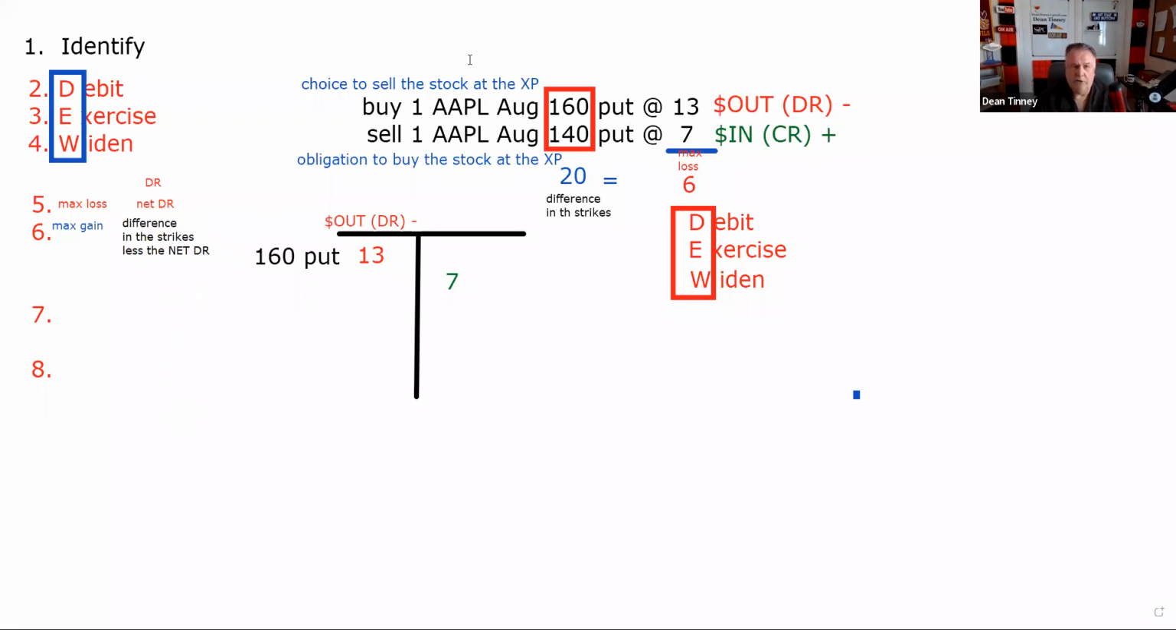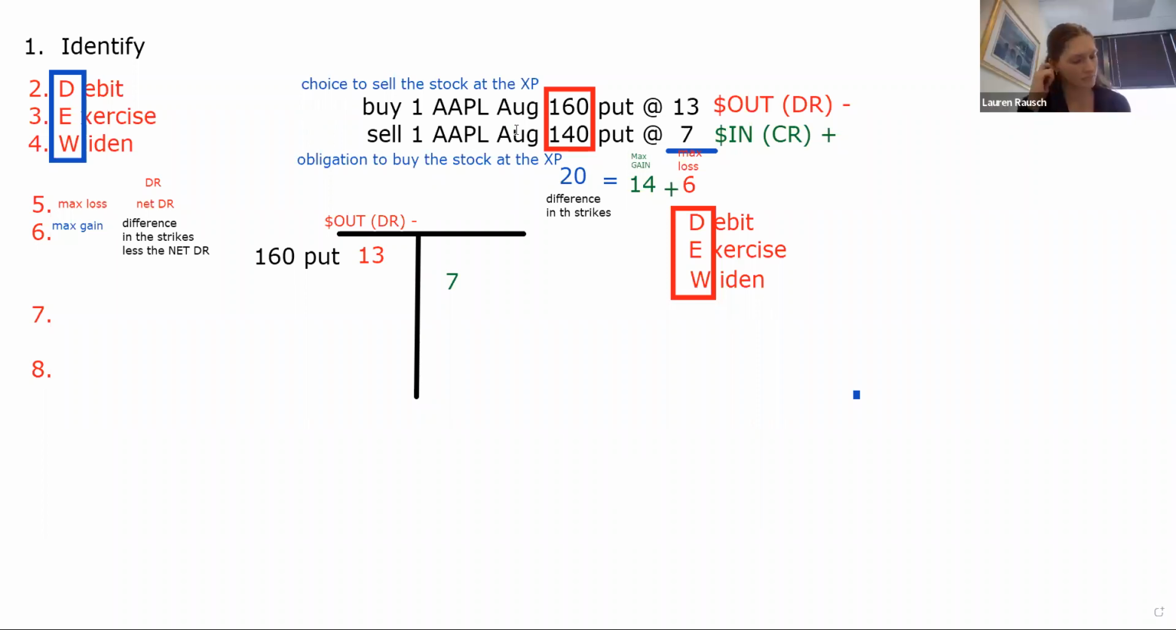By the way, once you get it done, you can think about it, but don't think about it till you get done. So that's our max loss. So this is going to be our max gain. And let's label that. The gain and loss always equals the difference in the strikes. So as we said, as a test taker, you can eliminate any two numbers that don't add up to 20. Kind of a test taking trick.